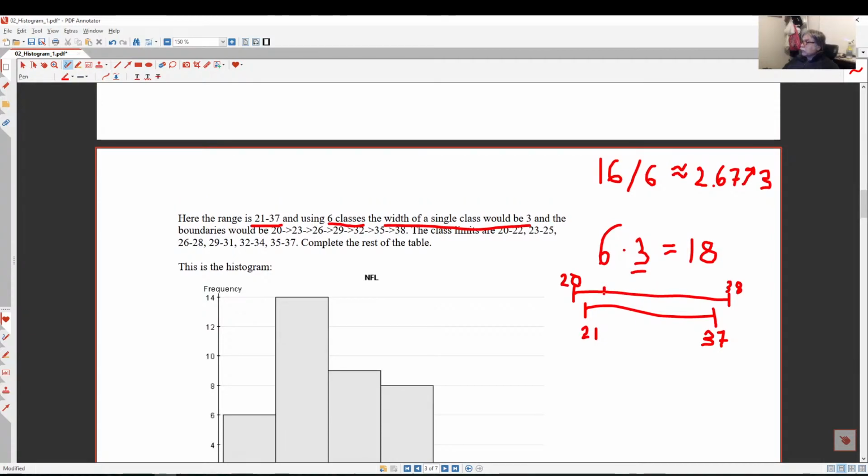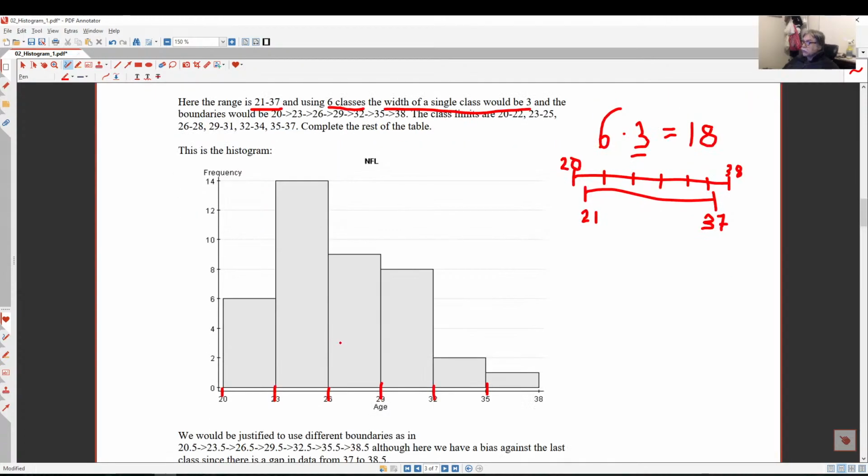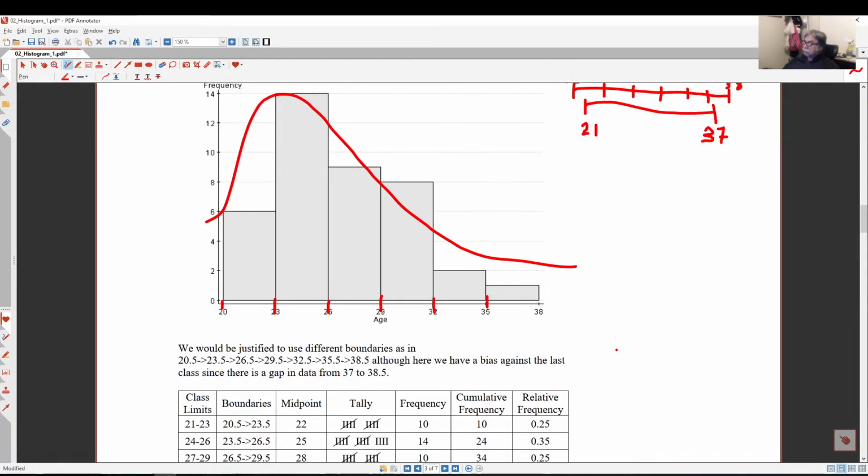So we have 20 to 23, 23 to 26, 26 to 29, 29 to 32, 32 to 35, and 35 to 38. So the histogram turns out to be this way. This is now a unimodal histogram skewed to the right.